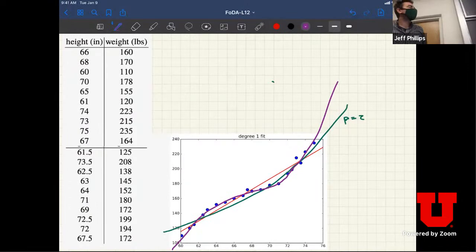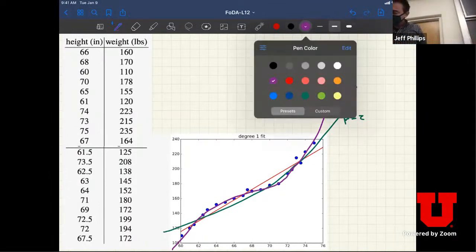The quadratic model must have extreme endpoints that are either both positive or both negative. With the cubic model, the left endpoint can be negative and the right one positive, or vice versa. But I want it like this, and it can do a little dip in the middle, and this fits pretty well. As I increase p, I can fit more and more complicated models.